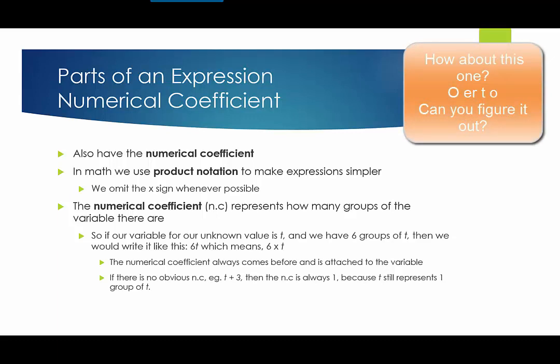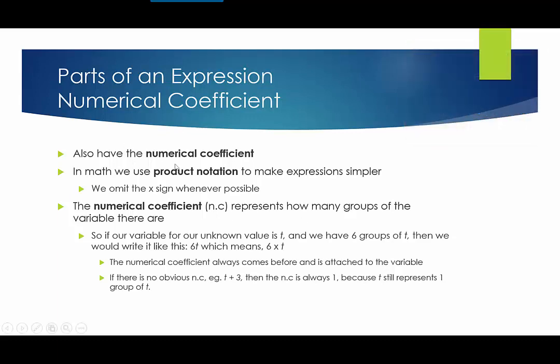So you have a numerical coefficient, and that is the number that goes in front of your variable. Your numerical coefficient, or the NC, represents how many groups of the variable there are. So if your unknown value is t, and we have 6 groups of t, then you would write it like this: 6t, which essentially means 6 times t. When we write like this, 6t instead of 6 times t, we call that product notation. And we do that to make our expressions simpler, so we try to eliminate our multiplication sign or our division sign whenever possible.